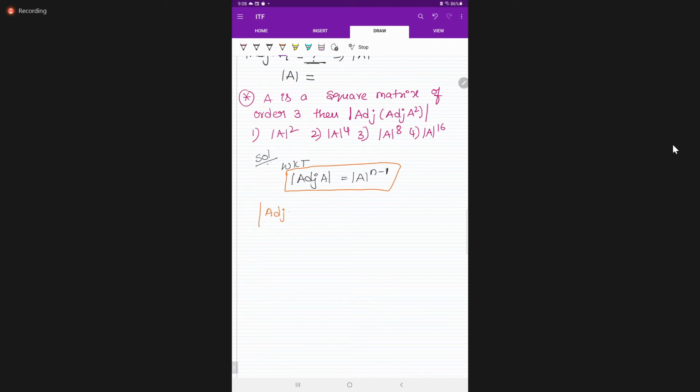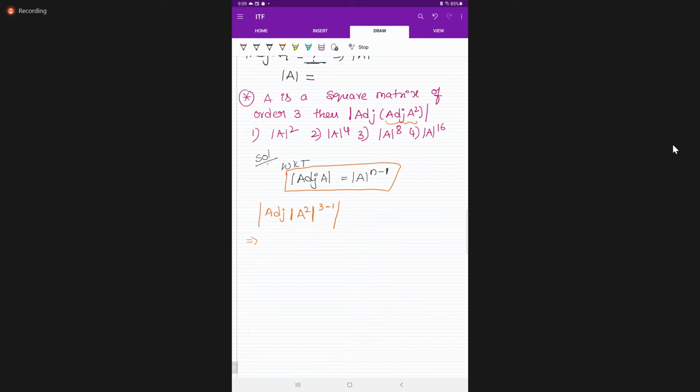Adj of what is this value, students? Adj of A square. Det of adj of A square means you can write det in place of A, A square is there, write A square. Det of what is n, students? What is n? 3 minus 1. Is it clear, students, all of you? Please respond.